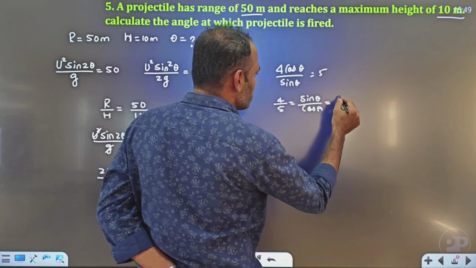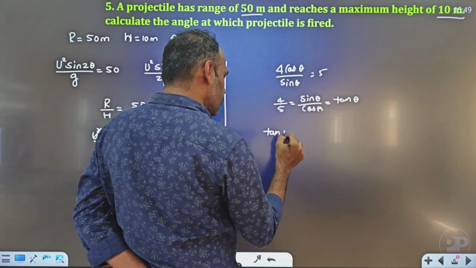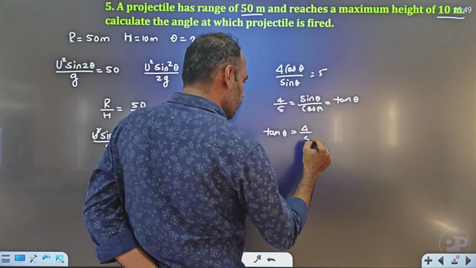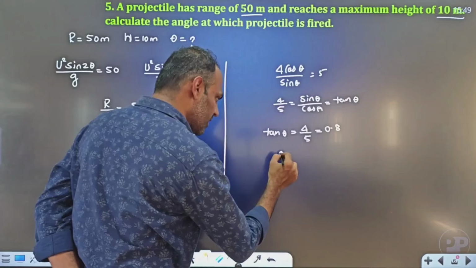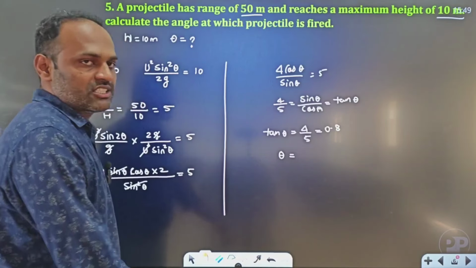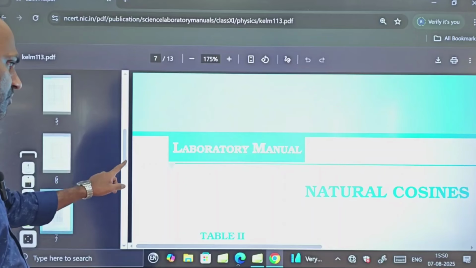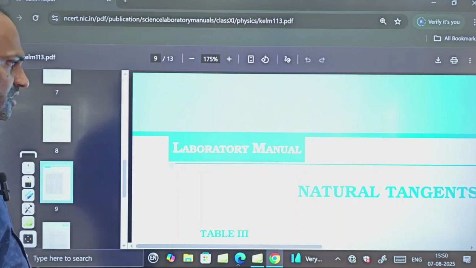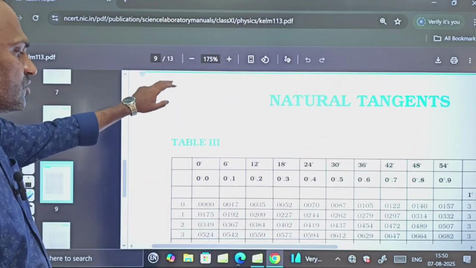Or I can write it as tan theta. So tan theta is equal to 4 divided by 5, which means it is 0.8. So now let us find the value of theta in the natural tangent table. 0.8. Correct. Natural tangent table we have to see. Yes, this is the natural tangent table. We have to find 0.8.